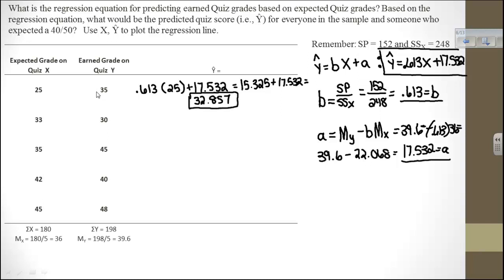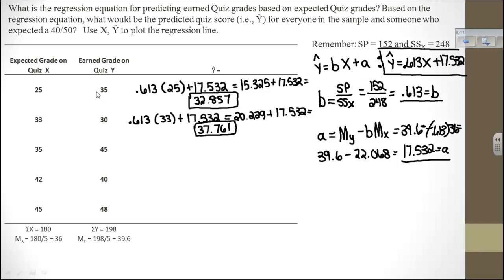So I'll do one more and then I'm just going to fill in the values because the math for this is pretty straightforward. So again, 0.613 is still B. Now we're going to do 33 for our X. A is still 17.532. 0.613 times 33 gives you 20.229, plus 17.532. And we would predict that somebody would actually earn a quiz grade of 37.761 if they expected to earn a grade of 33.